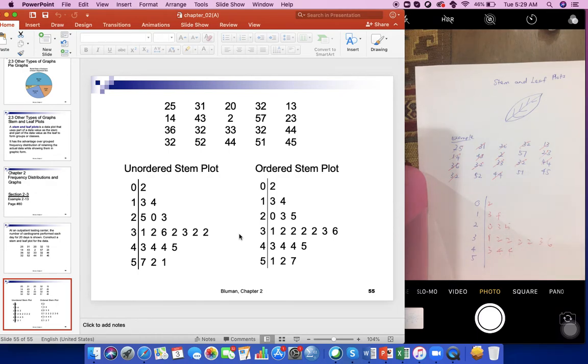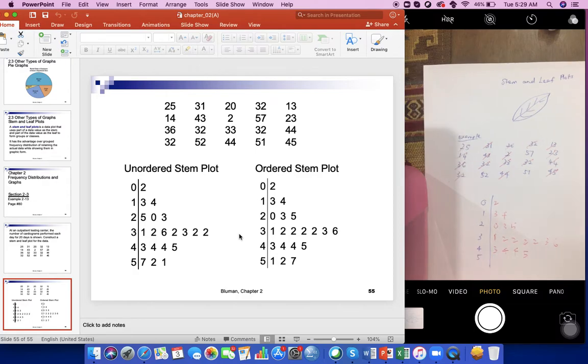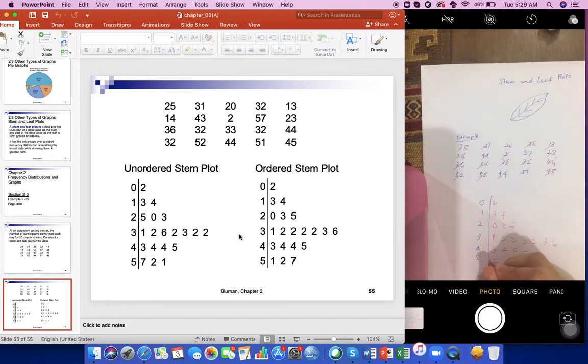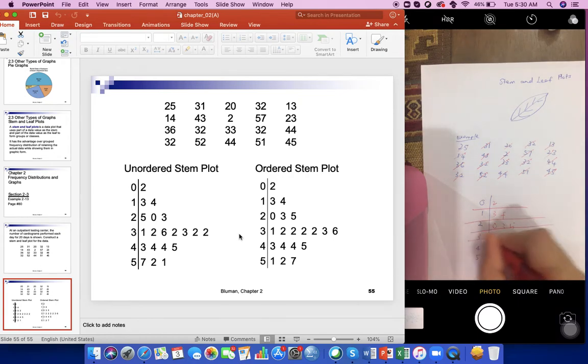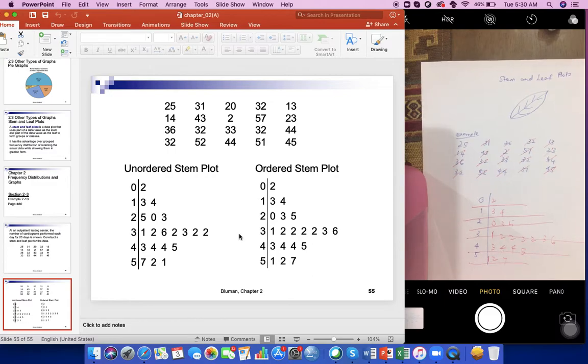And then 5, next is 5, then 2. Oh, 1 here, sorry, 1, 2. And then the last one is 7. So you have stem 0, 4, and 5. Okay, this is the stem and leaf plot.